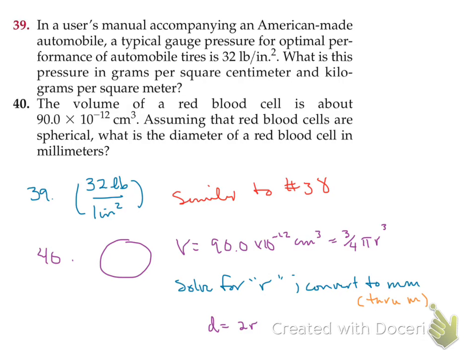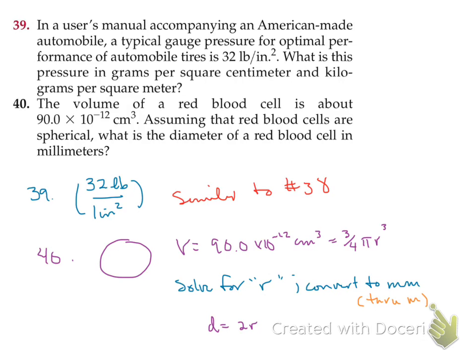And they say the volume of a blood cell, and they give it in cubic centimeters. Okay, what is the diameter of a red blood cell in millimeters? So I wouldn't give this to you on a test, but inside the back cover of Petrucci's textbook actually has the formula for a volume. So volume is 3/4 pi r cubed.